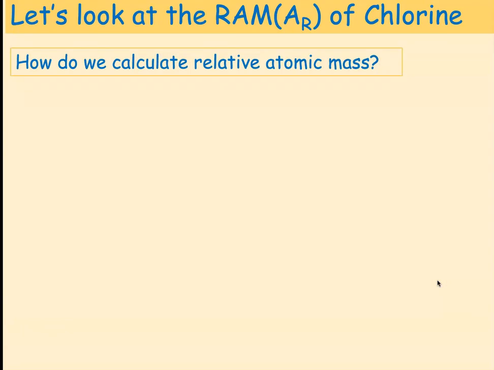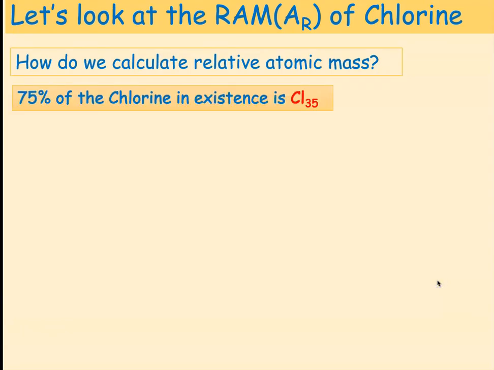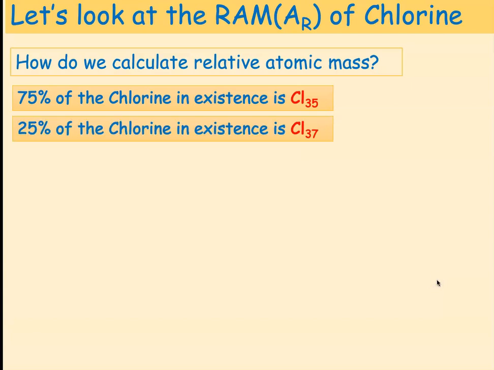So let's look at chlorine. How do we calculate relative atomic mass? Well, in chlorine, 75% of chlorine exists as chlorine-35. That means it has a mass of 35. And 25% has a mass of 37.